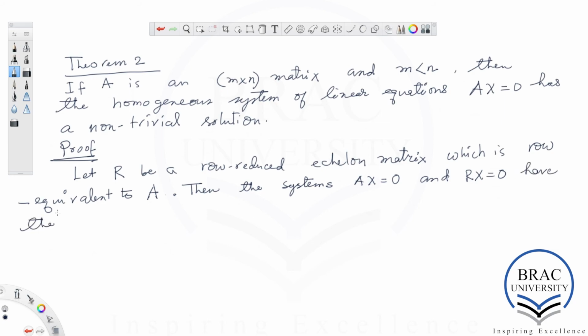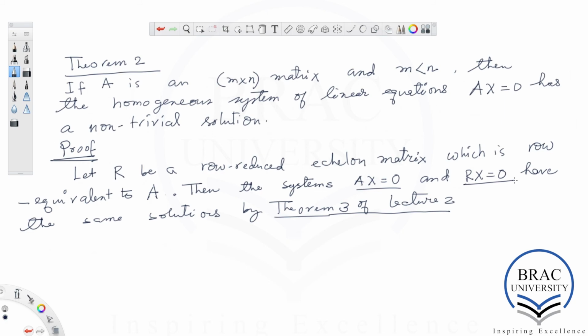This follows from Theorem 3 of lecture 2. So get back to Theorem 3 of lecture 2, and we'll see why these two systems of linear equations share the same solutions. In other words, they are equivalent systems of linear equations, so that they have the same solutions.